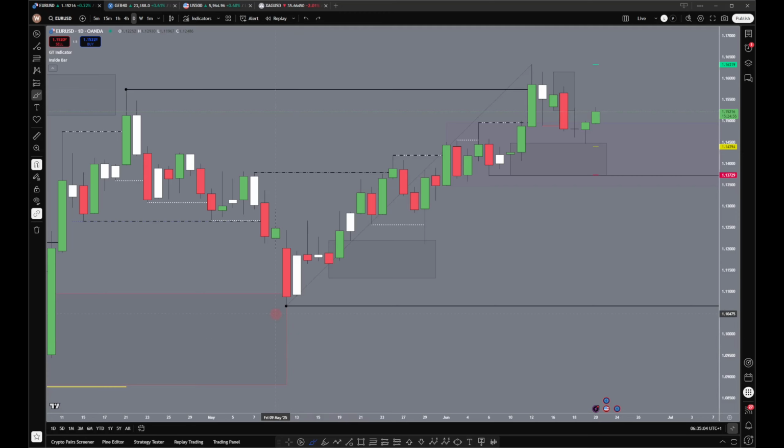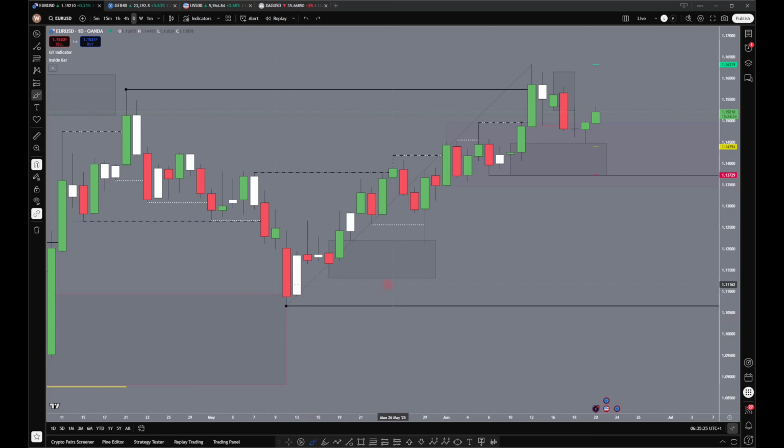As always, we'll start on the daily time frames and work our way down, looking at key areas of market structure and high probability areas of interest. So let's start on the daily. We can see that the swing structure is bullish and the internal structure is bullish.